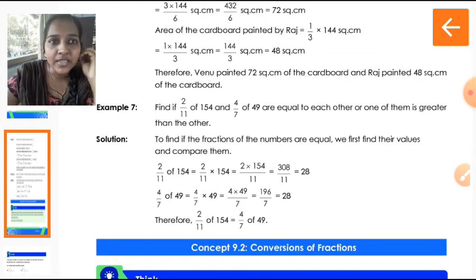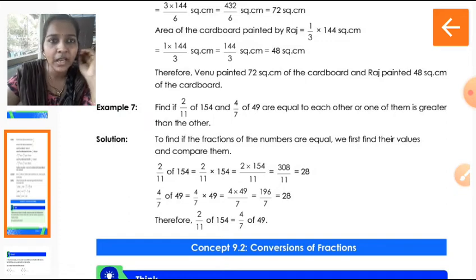Question is, find if 2 by 11 of 154 and 4 by 7 of 49 are equal to each other, or one of them is greater than the other. Okay, children, so here you have to compare the answers of these questions. That is 2 by 11 of 154 first you have to find out, then 4 by 7 of 49 you have to find out, then you compare both answers and tell which is the greater one. Okay, or which it is greater or it is same.